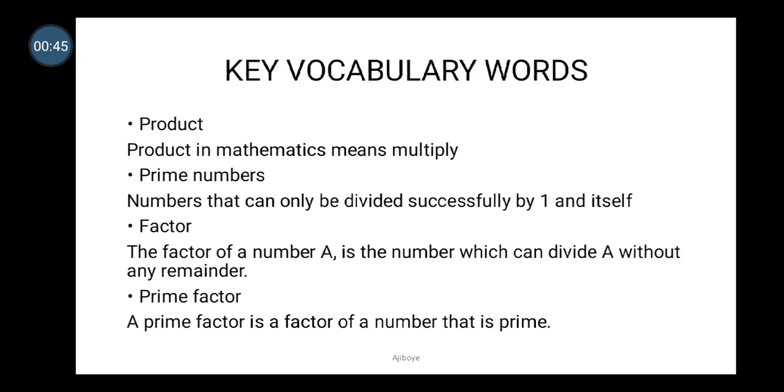Key vocabulary words. Product. Product in mathematics means to multiply. Prime numbers simply means numbers that can be divided by only one and themselves. That is, numbers that have only two factors, one and itself, is a prime number. Factor. The factor of a number a is a number which can divide a without any remainder. Prime factor. A prime factor is a factor of a number that is a prime.